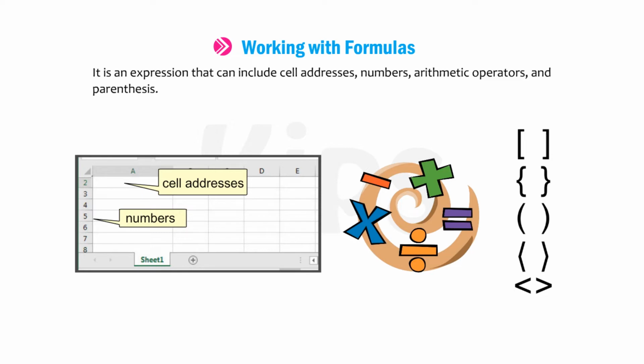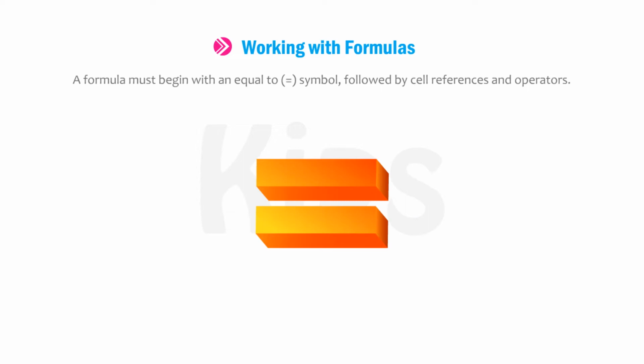Next, a formula is an expression that can include cell addresses, numbers, arithmetic operators, and parentheses. It always starts with the equal to sign. This is very important to understand: whenever we write any function or formula, it starts with the equal to sign only. Why? Because the equal to sign lets Excel know that you are about to write a formula or function. So it differentiates between data and formulas or functions.